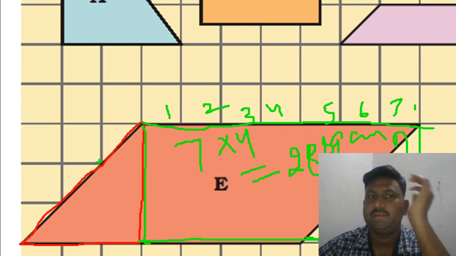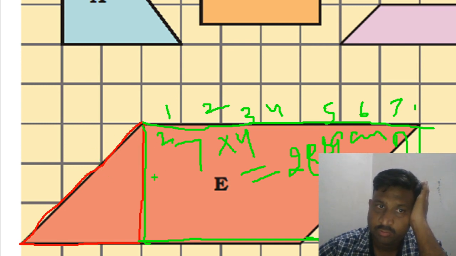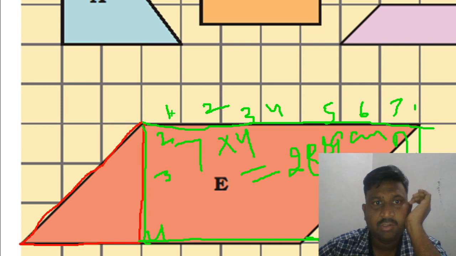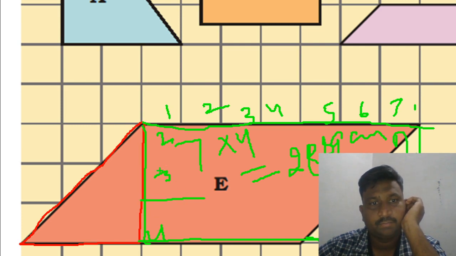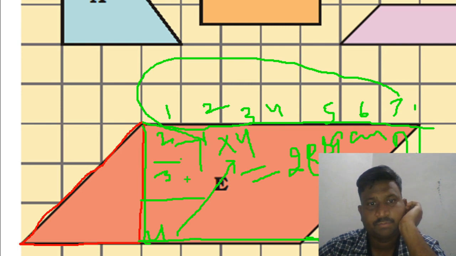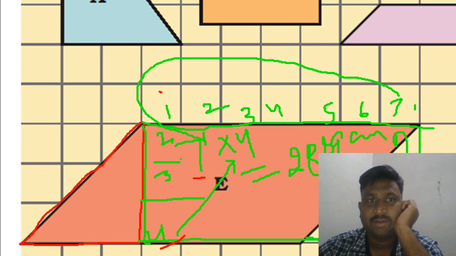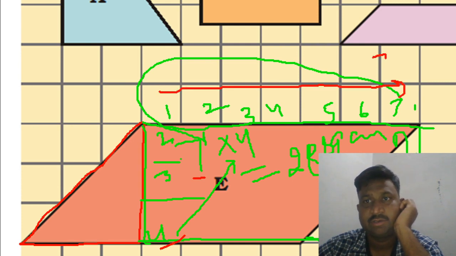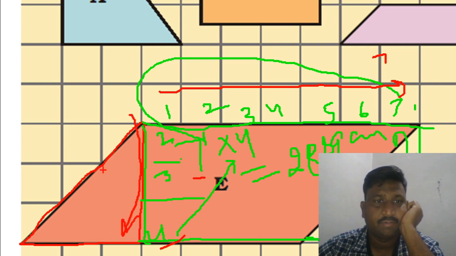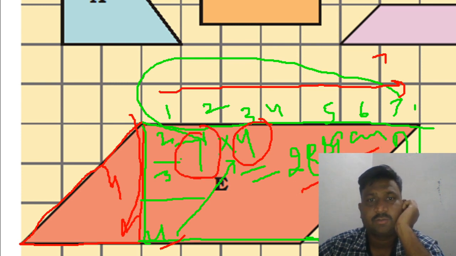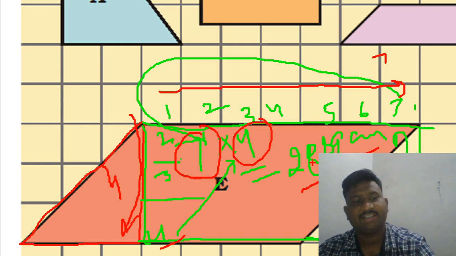Okay, you can see 1, 2, 3, 4. 1, 2, 3, 4. So 4 into 7. By counting complete squares, here 7 comes. By counting complete square here, 4 comes. So we multiply 4 by 7, 28 square centimeter. So let us move towards next shape.